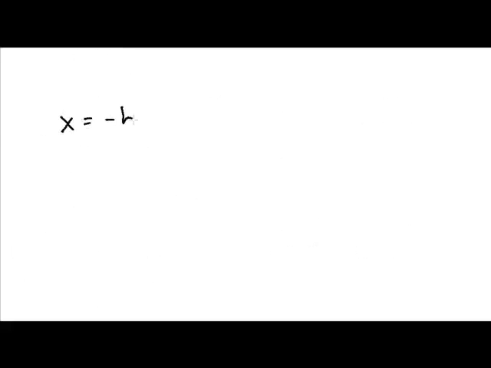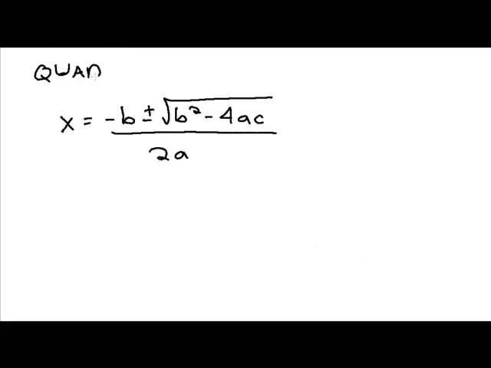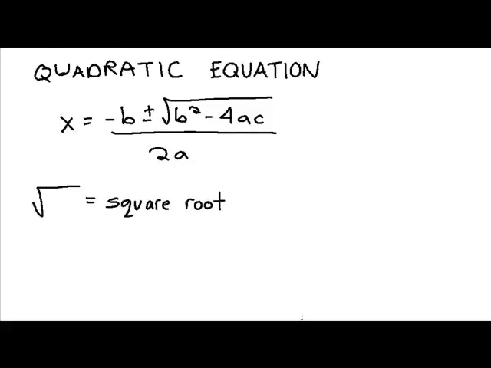x equals negative b plus or minus the square root of b squared minus 4ac over 2a is the quadratic equation. Square root.